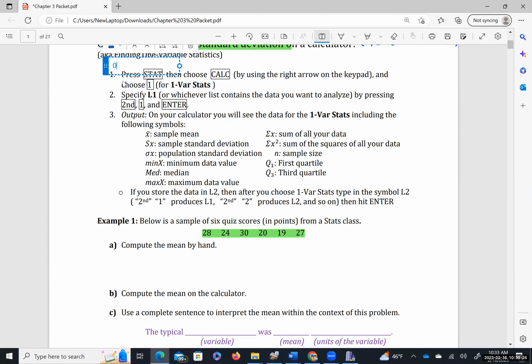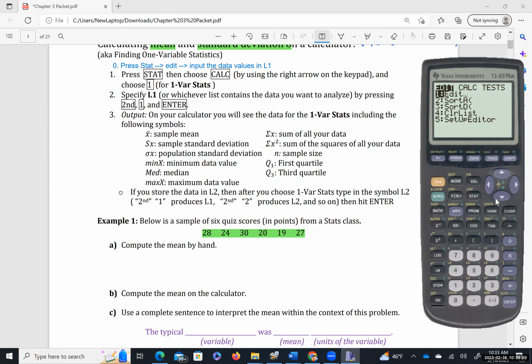Step 0: press Start and then Edit, and then input the data values in list L1. Let's follow that and see what happens. Let me quit this and then Start, Edit. Okay, so put down 28, 24, 30, 20, 19, 27.